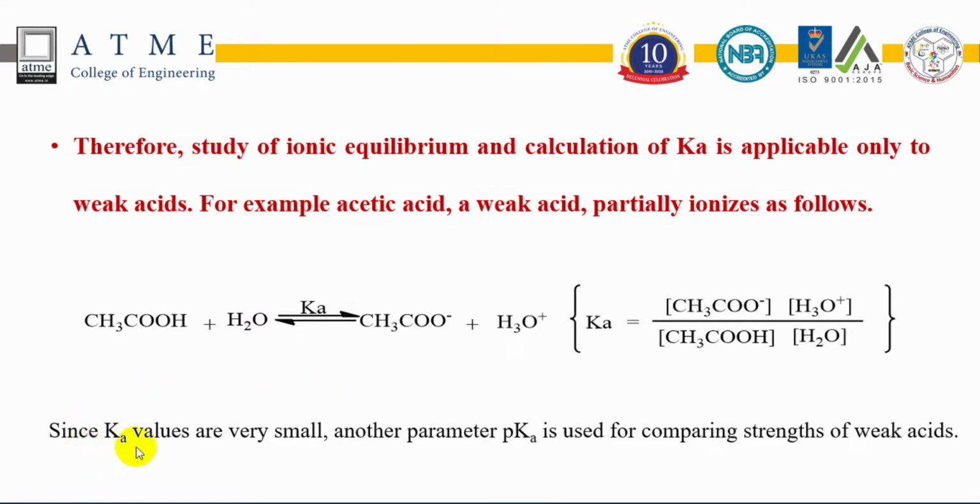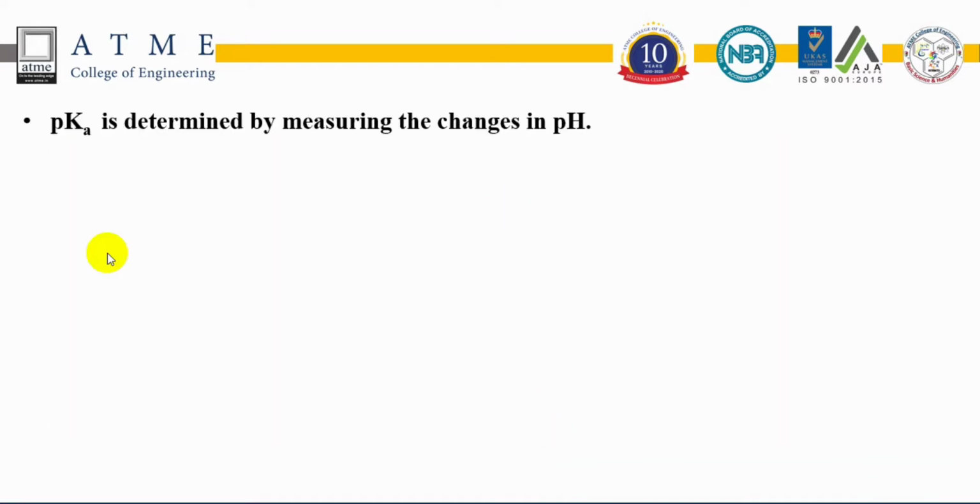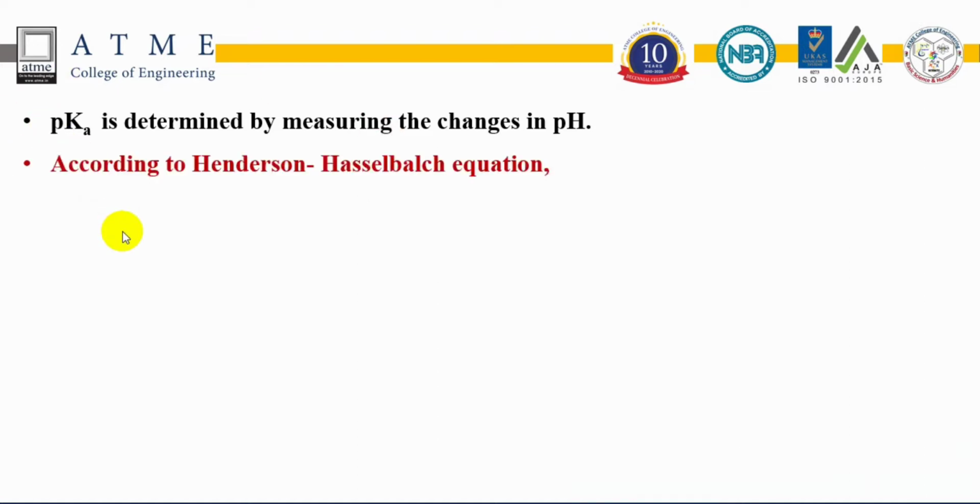Since the dissociation constant of a weak acid has a small value, another parameter was introduced called pKa, the power of dissociation constant of weak acid. So pKa is determined by measuring the changes in pH. By measuring the changes in a given sample, we measure the pKa.